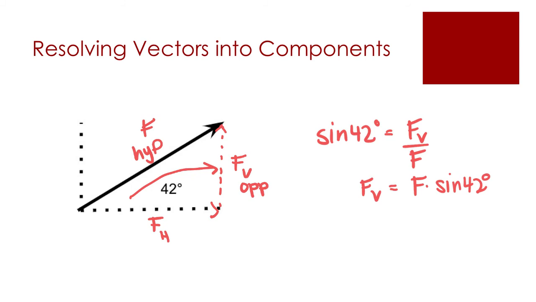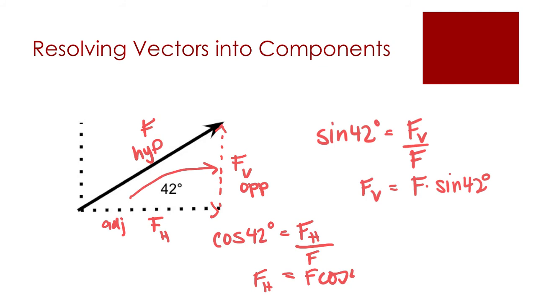Now, if you want to do that for the horizontal force, we've got the adjacent side. And so I can do the same idea, except now it's going to be cos. So cos 42 is going to be adjacent, which is F horizontal, over the force. If I rearrange it, F cos 42 degrees. Now you can also measure this angle here from the vertical, and then you would have had F sine 48. So there's more than one way to use our trigonometry here.